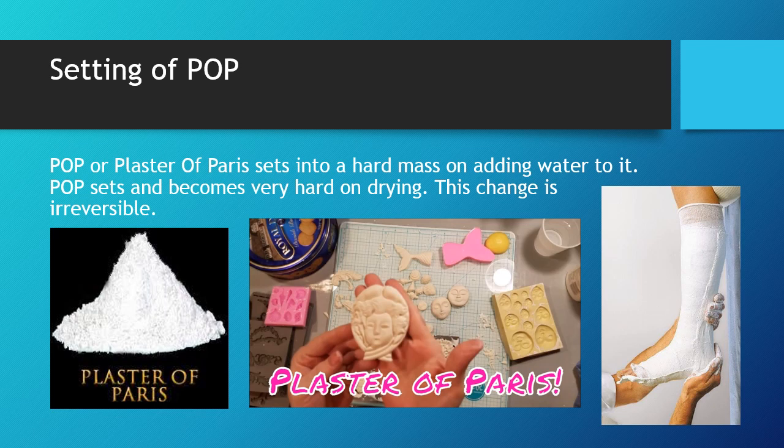So, POP becoming very hard on drying is an irreversible change because you cannot get back the original form of the plaster of Paris again.